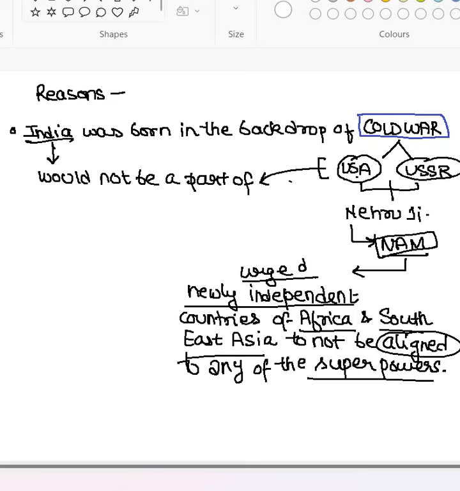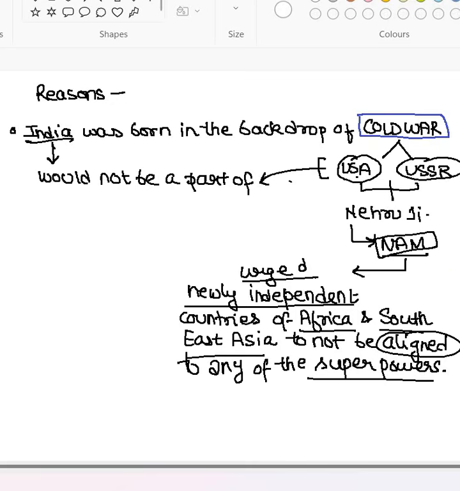Point clear हो रहा है? So this is the reason why Nehru ji used to say that foreign relation is a very important and essential part of the freedom of any nation. Point clear हुआ यहाँ तक सभी को? All right, very good. Now currently in 2022, there are 120 member countries which are a part of NAM.